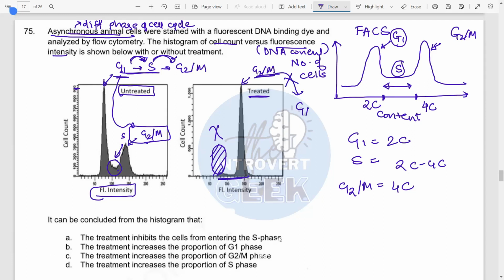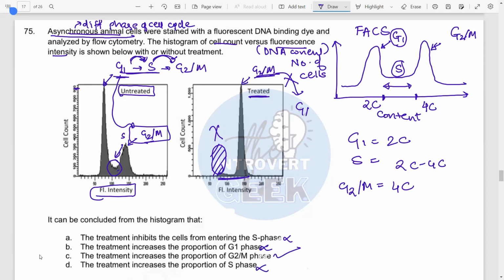So, which answer is correct? The treatment inhibits the cell from entering S phase. Absolutely incorrect. They have gone to the S phase and that's how they have reached G2M. The treatment increases the proportions of cells in the G1 phase. That's incorrect. We know that the cells in the G1 phase are very, very low. The treatment increases the proportion of G2 to M phase cells. Absolutely correct. We can see that the treatment increases the proportion of S phase. Okay, that is also incorrect. So our correct option is C.